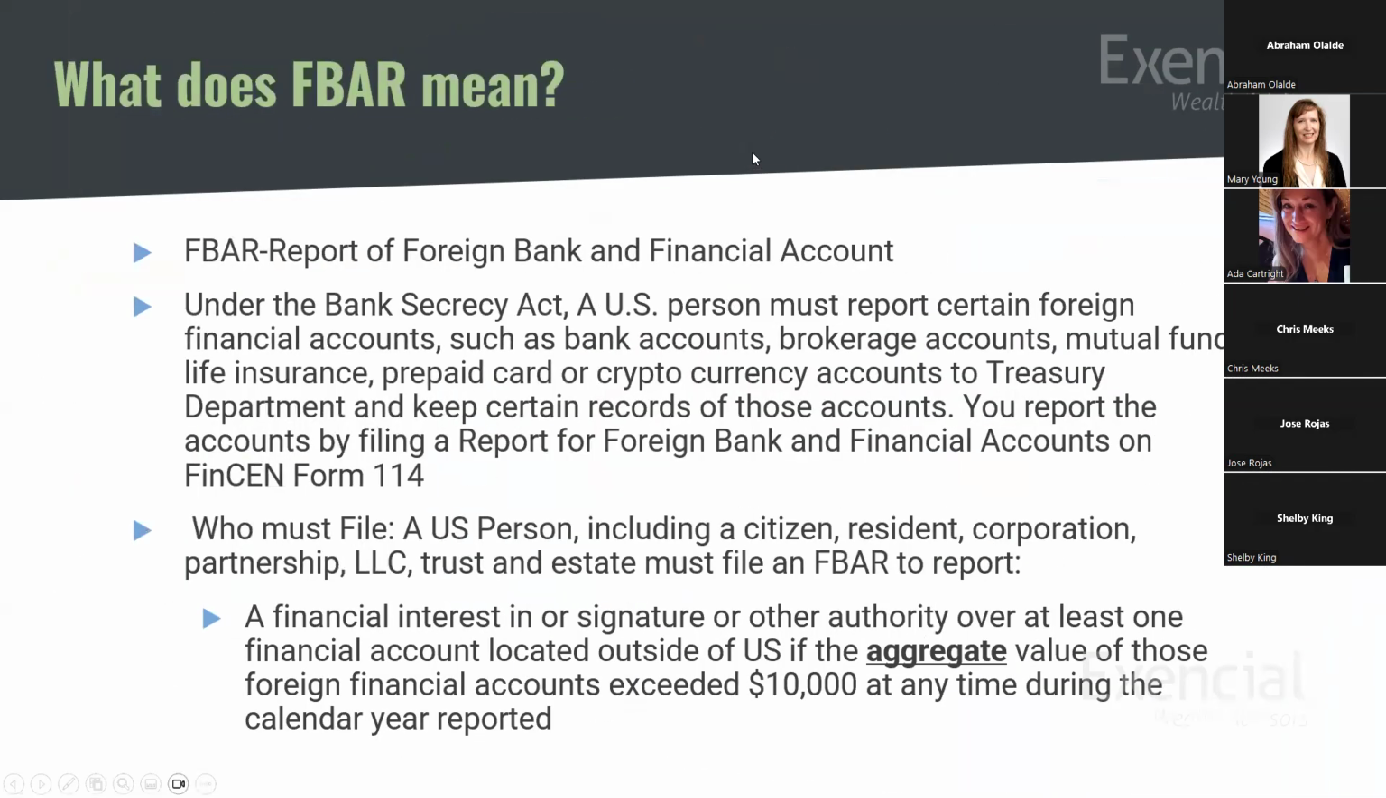So who must file? A U.S. person, including a citizen, resident, corporation, partnership, limited liability company, trust and estate who have foreign assets, bank accounts, or are earning foreign income may have filing requirements for different forms in the U.S. federal tax return. And when it says resident, it's talking about the presence test, so anybody who's required to file a tax return.